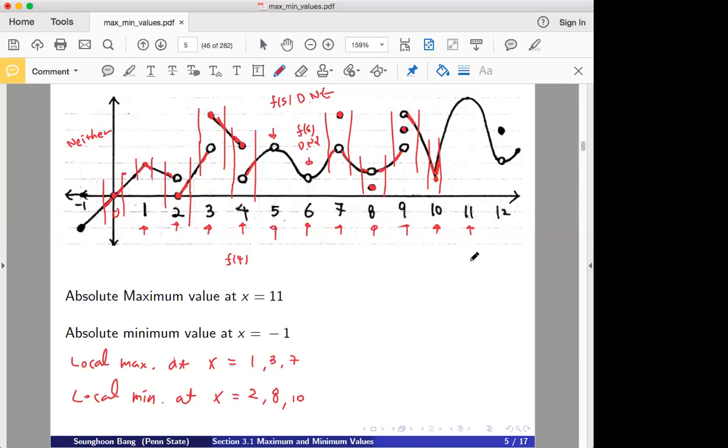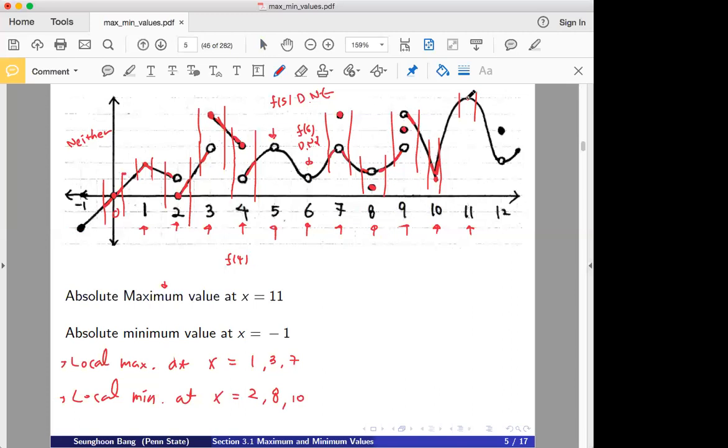Local maximum or minimum? Yeah, global maximum is true. We already have it here. But my question is local maximum, only local minimum. Yeah, absolute maximum is true. So local maximum or local minimum? Or neither? Local maximum.